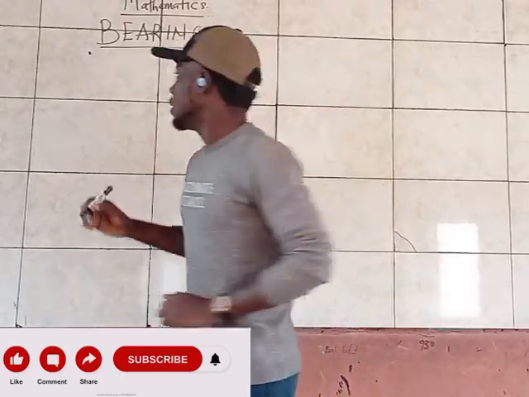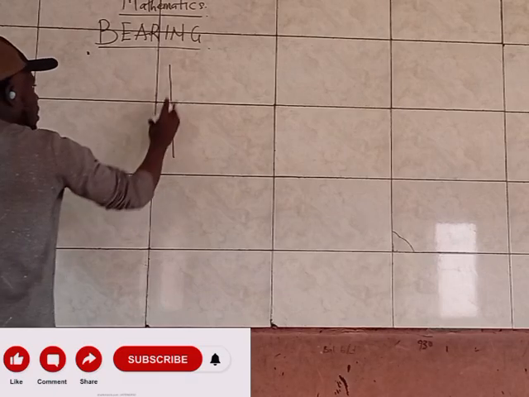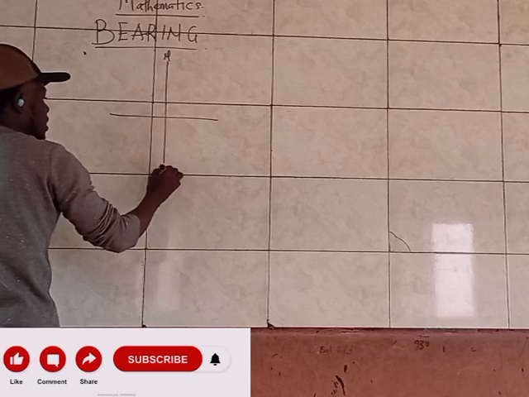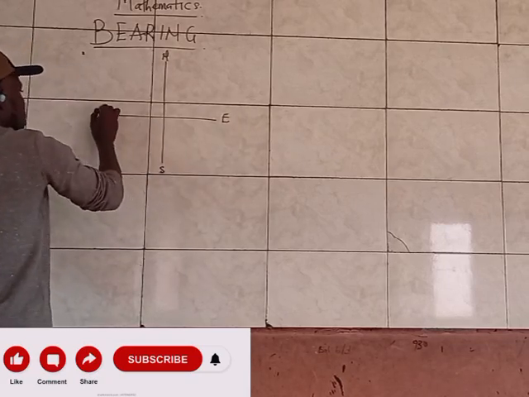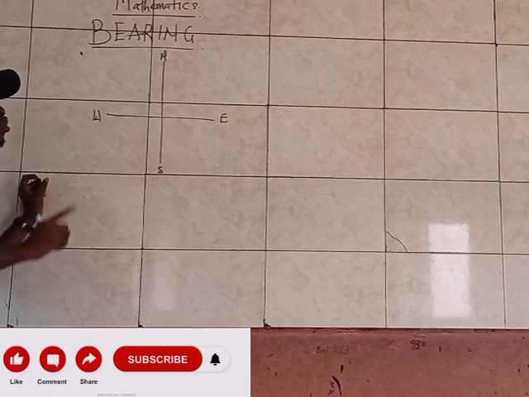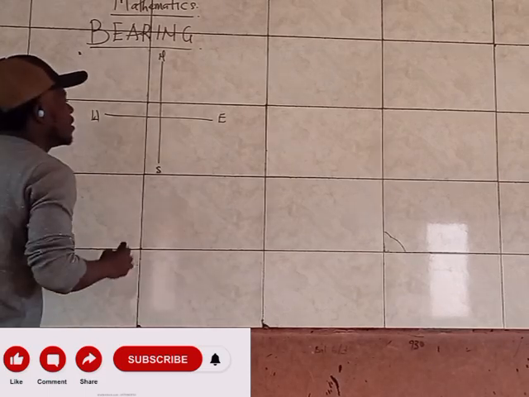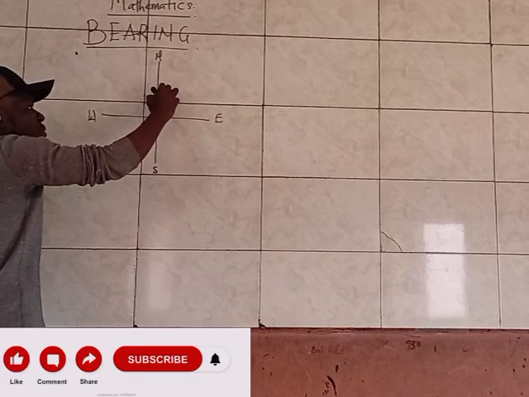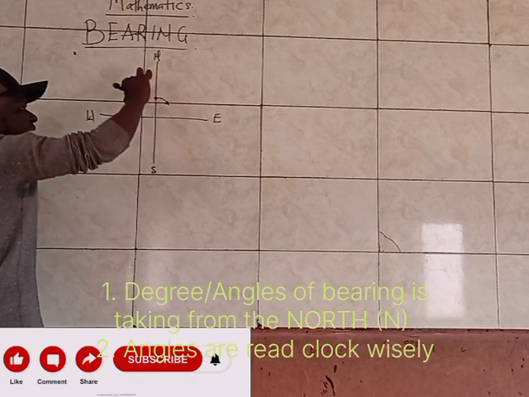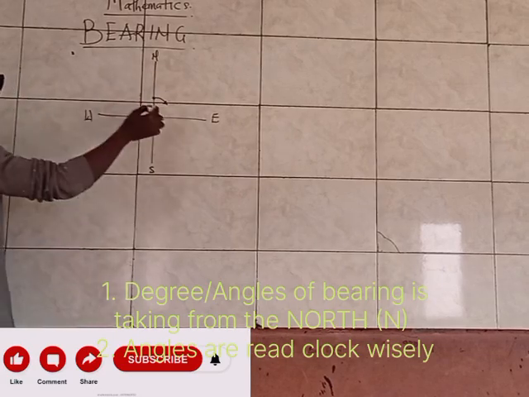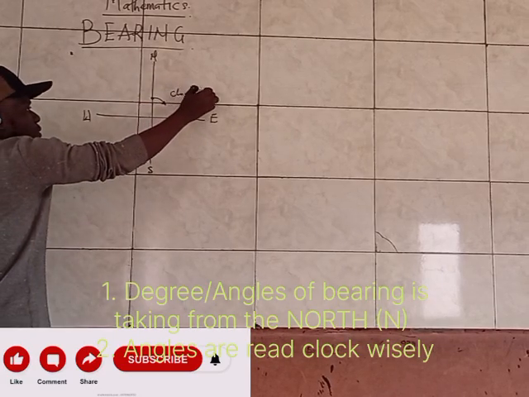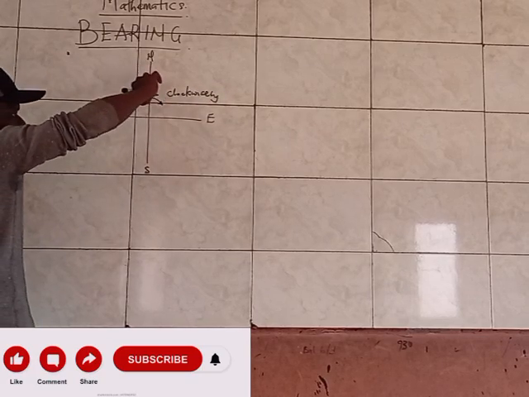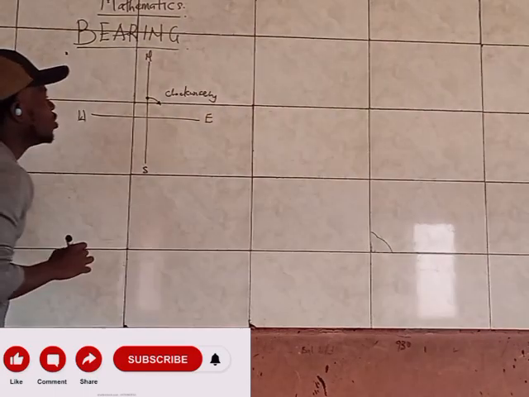Before then, I need you to know that bearing is basically represented in cardinal points, which you are familiar with: the north, the south, the east, and the west. First of all, you must note that bearing is read from the north. Measurement is taken from the north, and it is taken clockwise. So it's taken from the northern pole and taken clockwise.